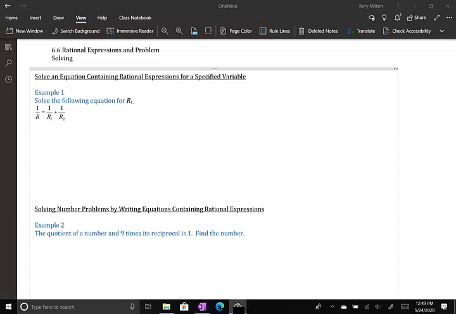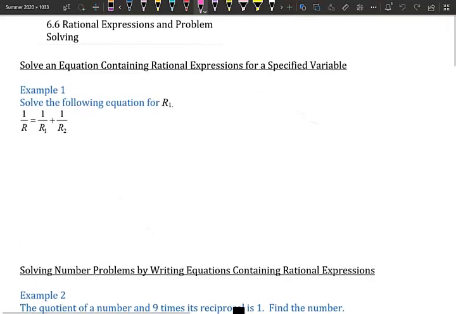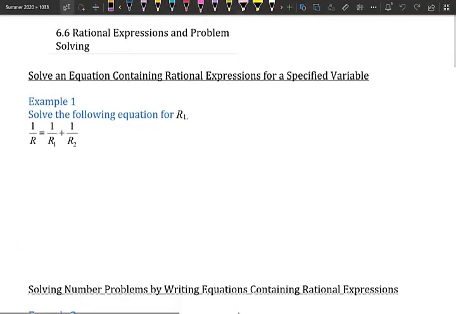6.6 Rational Expressions and Problem Solving. We're going to solve each equation containing rational expressions for a specified variable. So we need to solve this equation for r sub 1, or r1. That little one at the bottom is called a subscript. You might know that from chemistry and stuff like that.